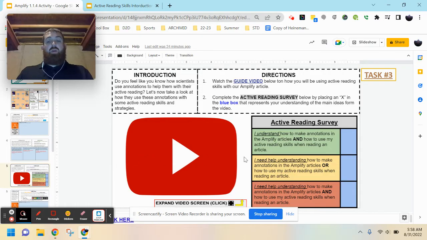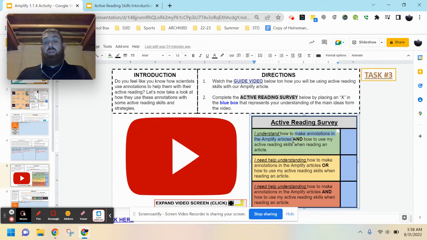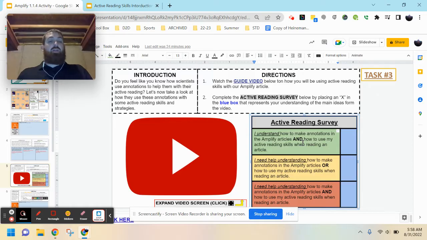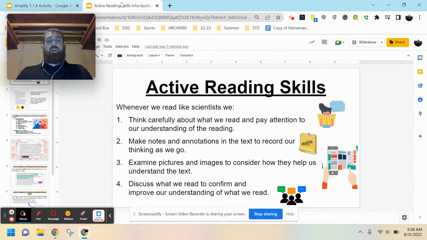And to do that, we're going to be looking at, number one, how do we make annotations within the Amplify articles that we're going to be reading? And second, how do we use our active reading skills when we read these articles so we can get the most out of it? We're going to be breaking down those two ideas, and as always, make sure when you come back to your survey, you put your X where you feel your understanding of those two main ideas are. If you have questions or if you put your X in yellow or red, make sure you reach out to me. So let's talk about active reading.